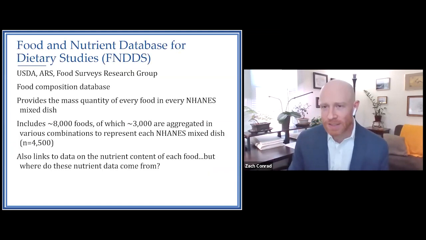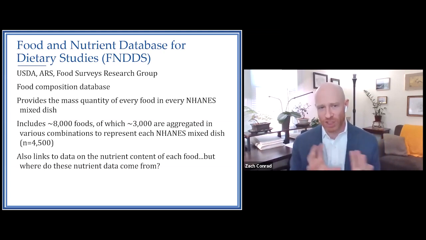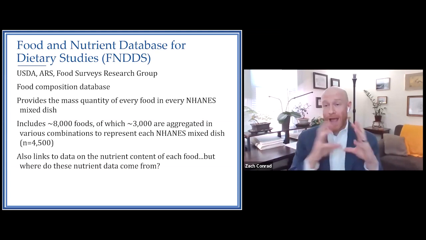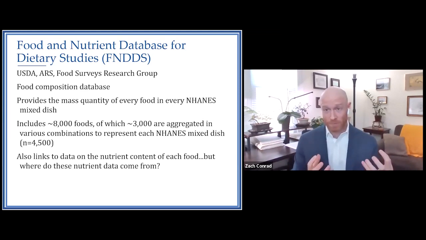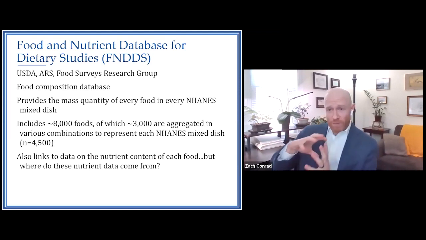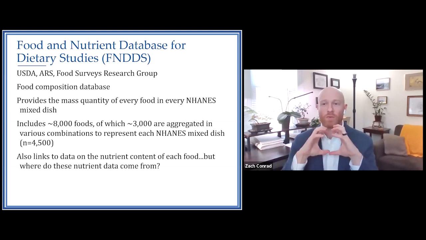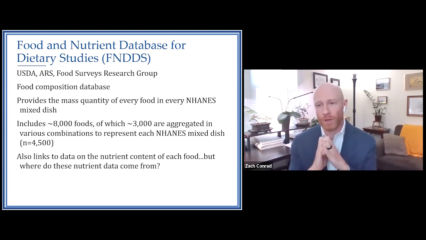The way that we do this is with the Food and Nutrient Database for Dietary Studies. This is a food composition database that's providing the amount and weight of every food in every NHANES mixed dish. FNDDS includes many more, you could call them recipes, right? It includes many more foods than are actually in NHANES. It includes about 8,000 foods, and a fraction of those, 3,000 of those foods, are then aggregated into these various combinations to represent each of the 4,500 NHANES mixed dishes, okay?